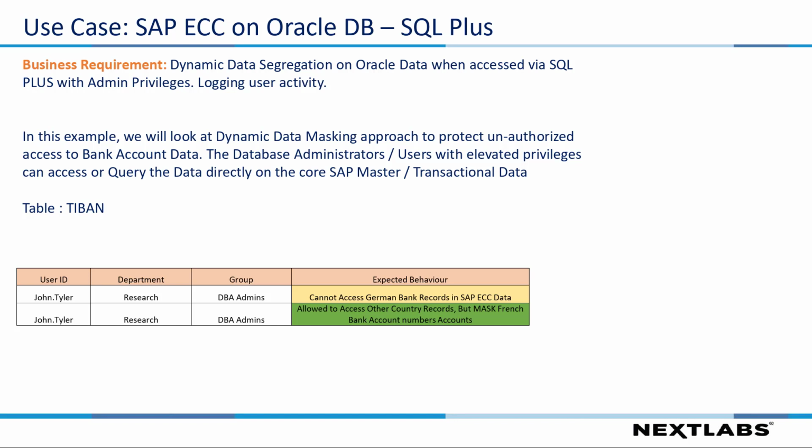Let's quickly jump into the system. So I have two scenarios here where I try to query data from the table T-bar, which actually holds some of the sensitive banking account information, right? So the first thing I'm trying to do is to dynamically filter some of the sensitive information. Say, for example, here I want to deny the user access to German account records, and I also want to selectively filter the French account numbers by masking the data.